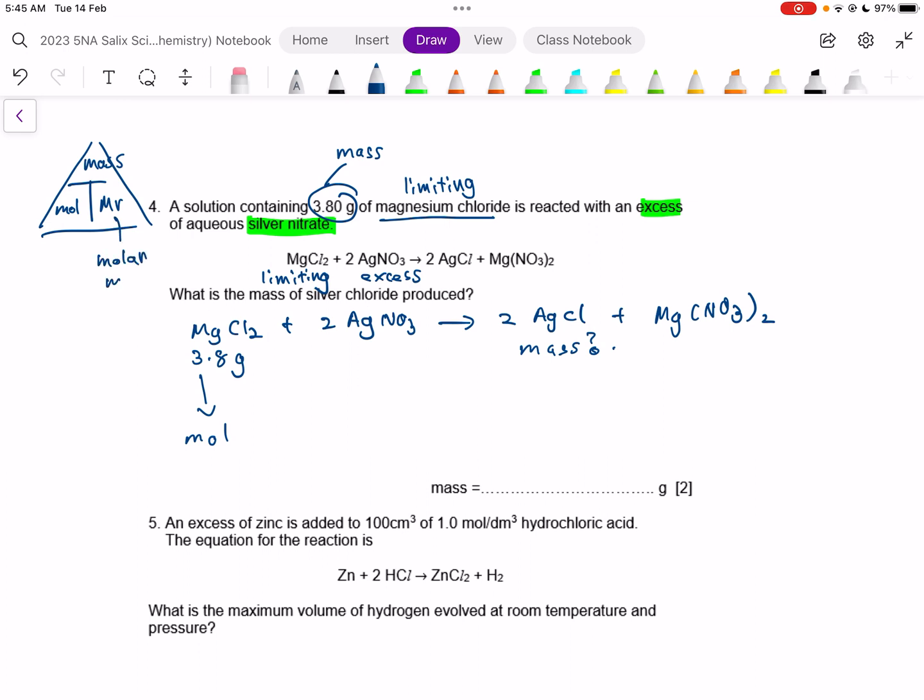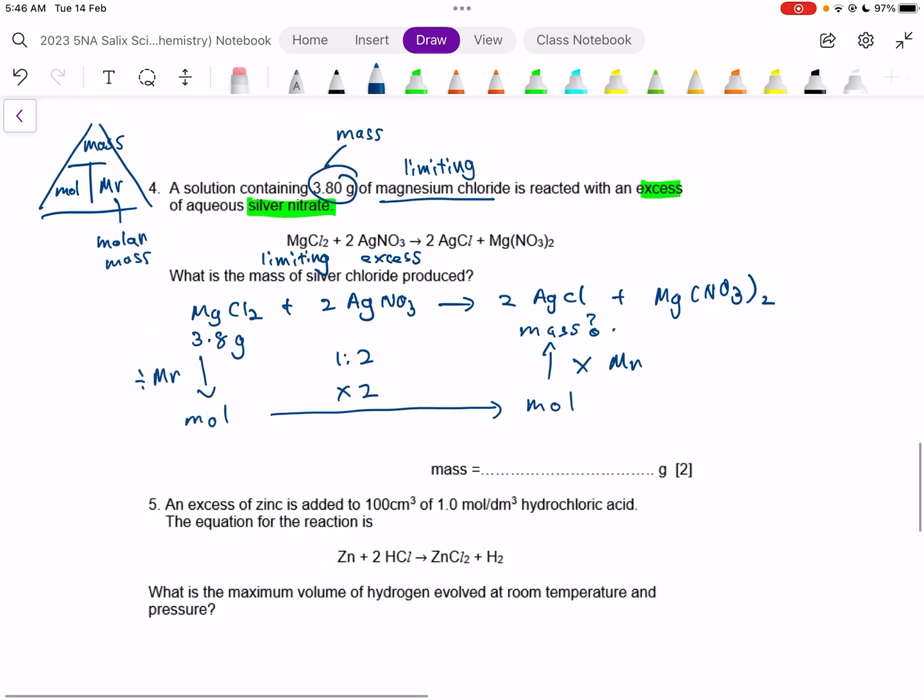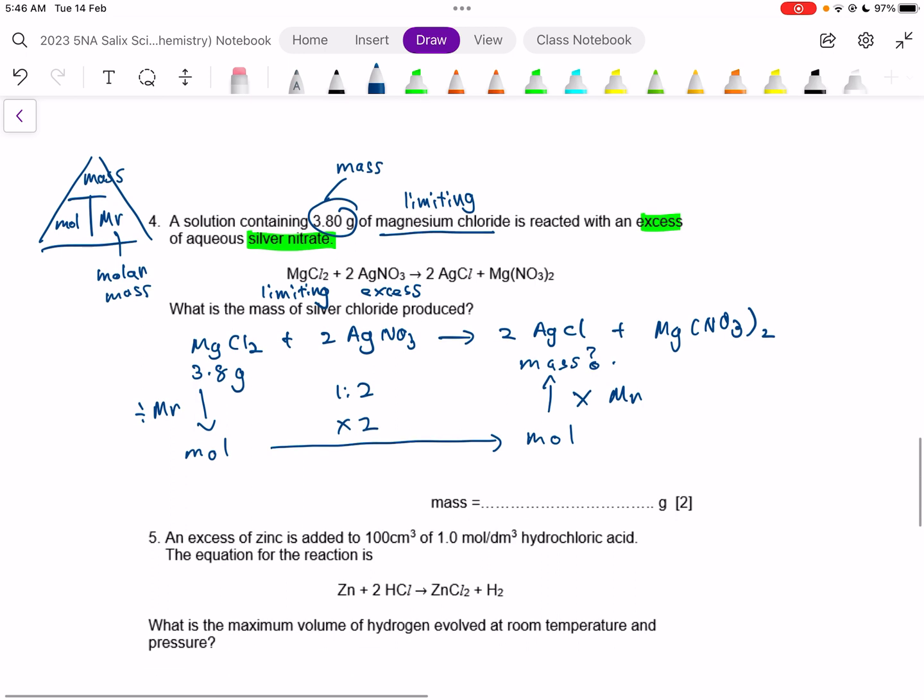I don't keep on writing MR, because then you get the impression that it's lazy, but it's the same number. MR and molar mass is the same number. So I want mole, so I'll divide by MR. Then the mole ratio is 1:2, so I'll times 2 to get the number of moles of silver chloride. Then go to the mass by multiplying by the MR of silver chloride. Please don't include the 2 in your MR calculation.